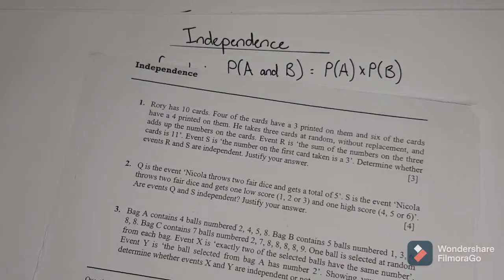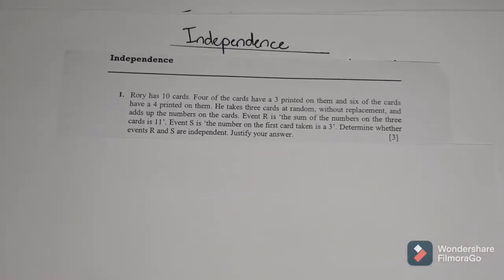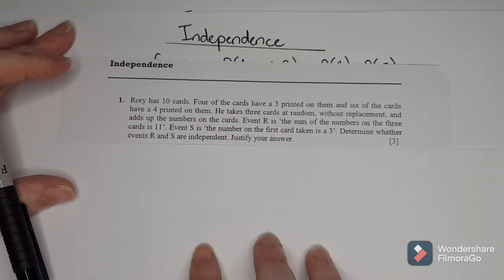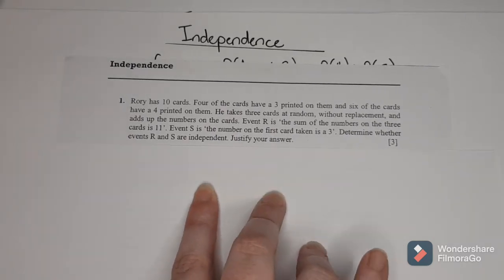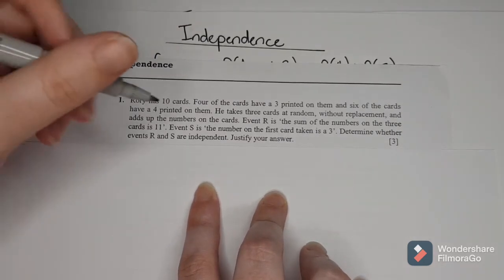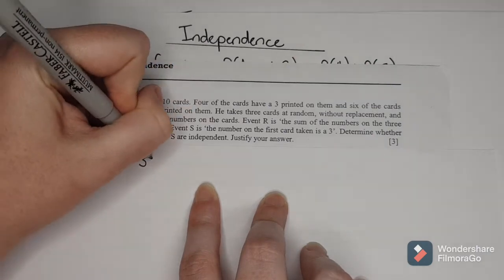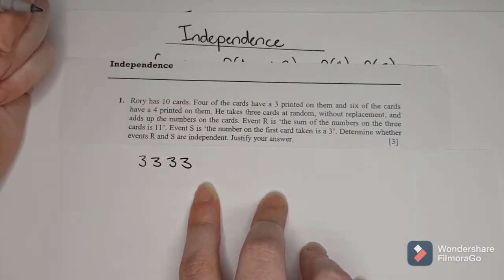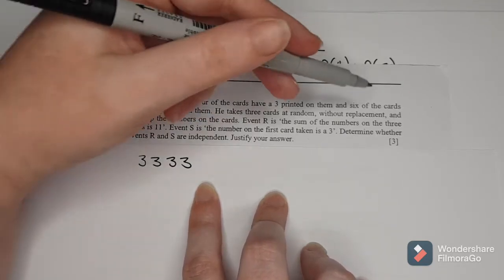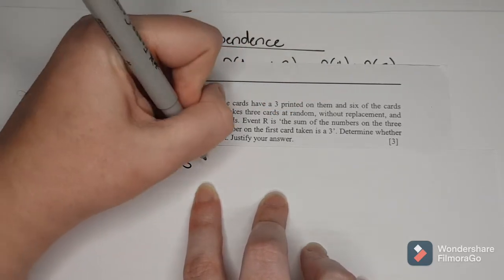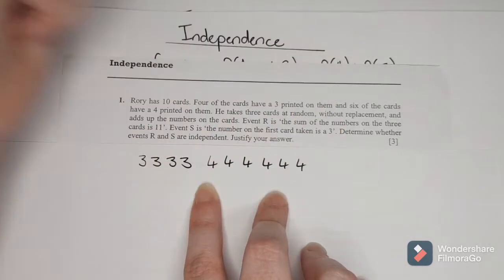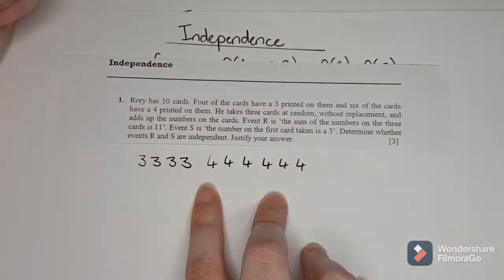If we see here, in the first one, it says that Rory has 10 cards. 4 of the cards have a 3 printed on them, and 6 of the cards have a 4 printed on them. So he has 3, 3, 3, 3, because he has 4 cards with 3s on them, and then he has 6 cards with 4s on them. So he has 4, 4, 4, 4, 4, and a 4. So those are all his numbered cards.